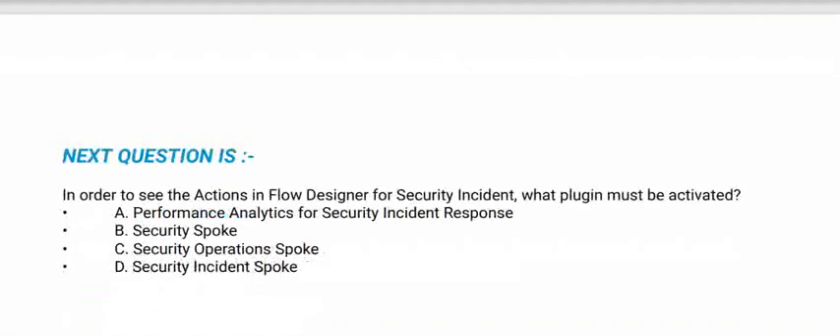Next question is, in order to see the actions in Flow Designer for security incident, what plugin must be activated? Options are option A, performance analytics for security incident response, option B, security scope, option C, security operation scope, option D, security incident scope. The correct option is option C.